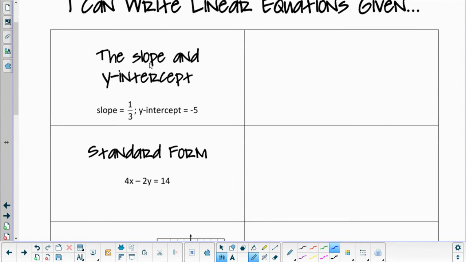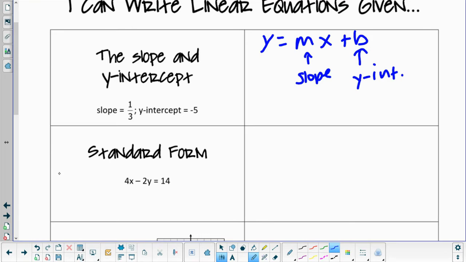Okay, so this one here, one of the ways that we have to write linear equations is when they give us the slope and they give us the y-intercept. So we talked about this in class yesterday. Our equation for slope-intercept form is y equals mx plus b. This is a linear equation. M is represented by the slope, or the slope is represented by m, and b represents our y-intercept.